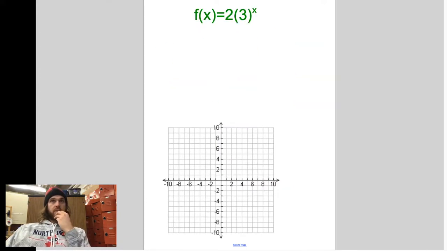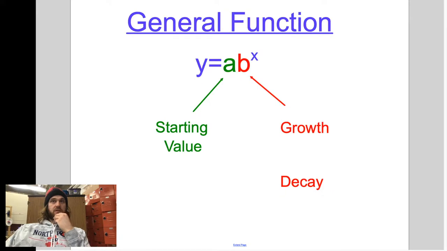All right, we're going to come back to this. Let's do a quick summary here. So all of these equations are basically going to look like this. They're going to have some starting value a, and that basically is the value of our function at x equals 0. So f of 0 is our starting value a.